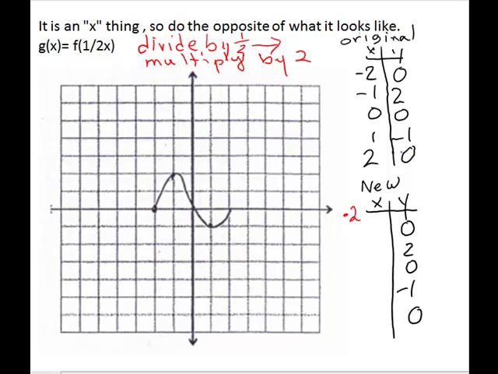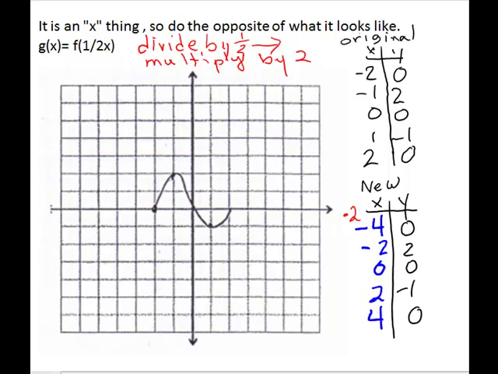So I have our original points. Our x's are going to multiply by 2. So negative 2 times 2 will give us a negative 4. Negative 1 times 2 will give us a negative 2. 0 times 2 will be 0. 1 times 2 will be 2. 2 times 2 will be 4.